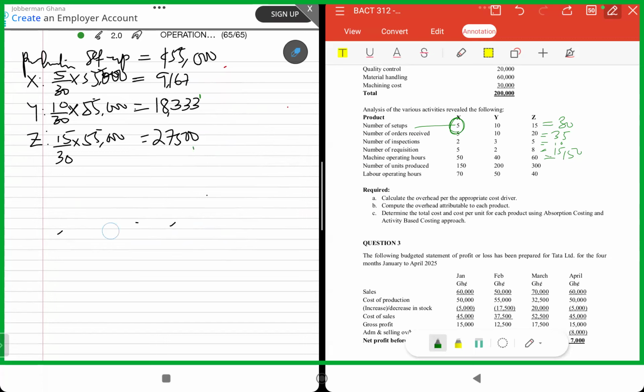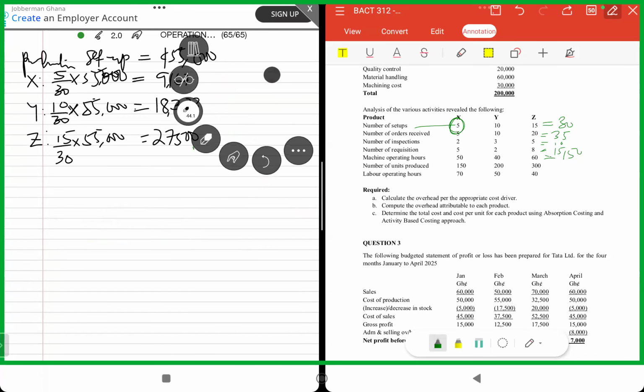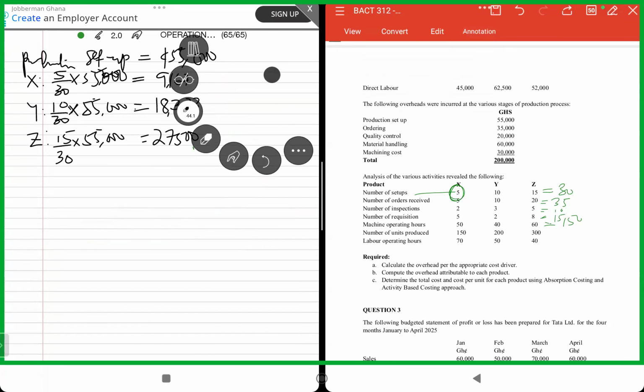So now let's go. What is the next overhead? Ordering costs.